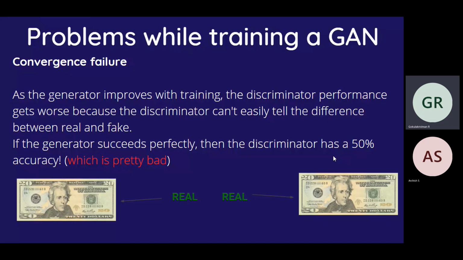Either this very real looking image came from the real data set or has been generated by the generator. So obviously the discriminator can't do much. It can just guess, and that's exactly what it does. It just guesses whether it's real or not. And the problem with this is that there's a half probability of it telling that this image is fake, or a half probability of telling that this image is actually real.